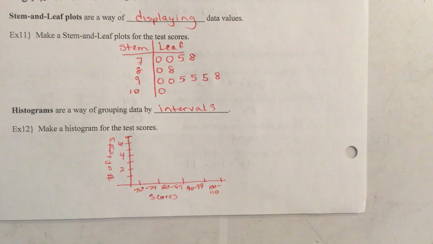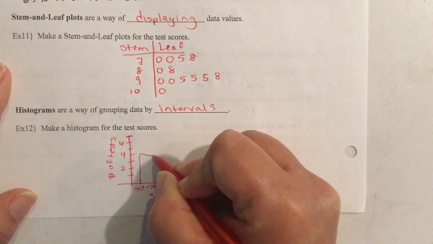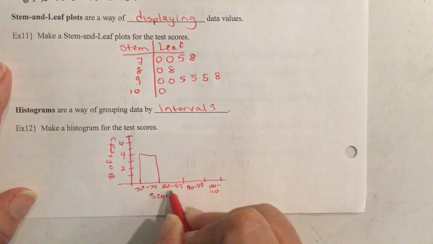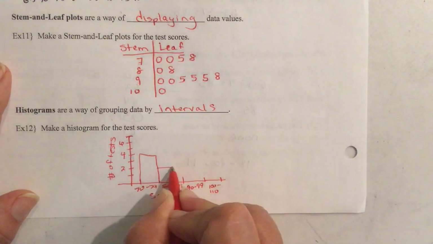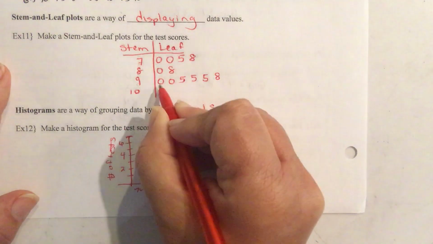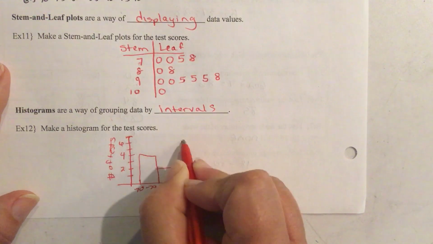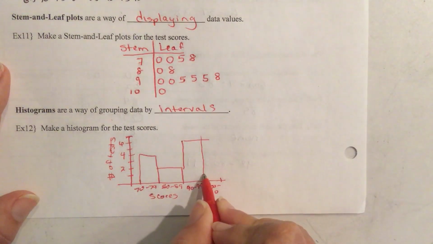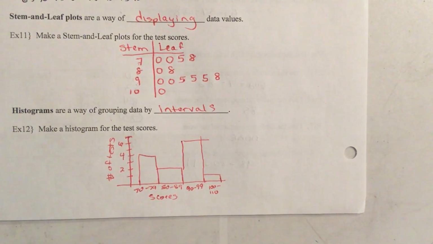My first bar for the 70s shows there are 4 scores, so my bar will go up to the 4. Now, a histogram does not have space between the bars. A bar graph does. There are 2 scores in the 80s. Remember, 6 scores in the 90s, and only a single 100. And that's a histogram.